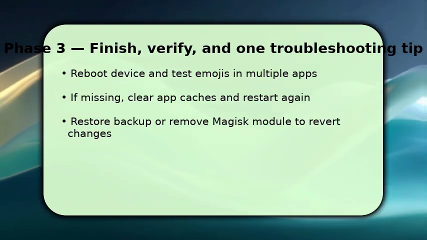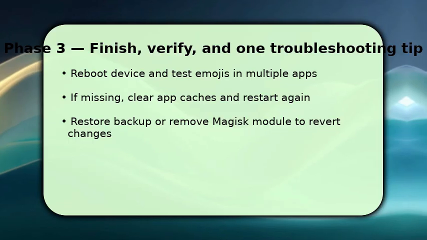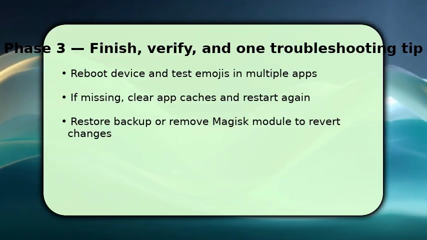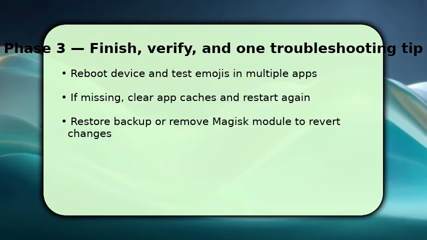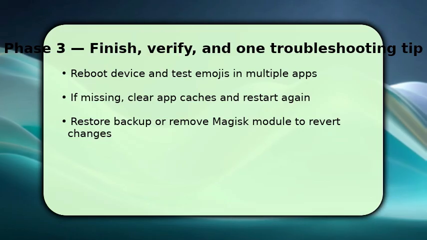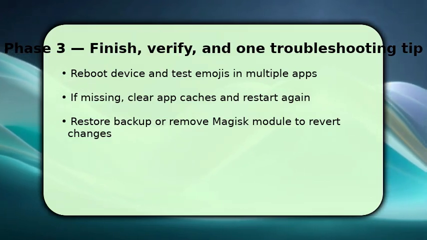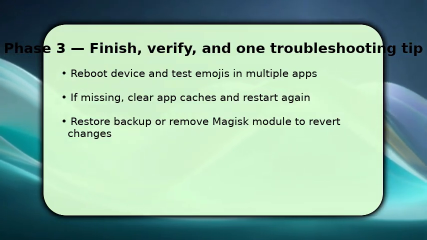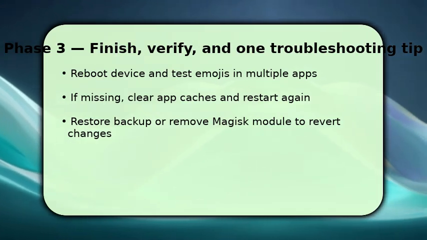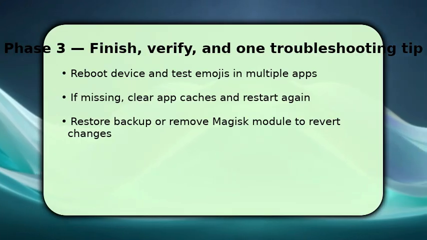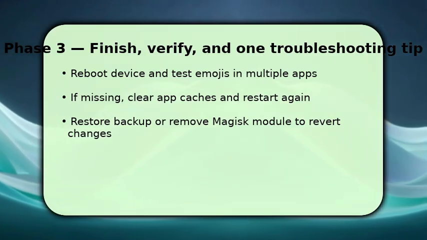If some emojis still display as squares, clear affected apps' caches and force stop them, then reboot again. If the set is incomplete or causes instability, revert by restoring your backup or uninstalling the Magisk module. This returns original fonts. One key troubleshooting tip: mismatched font names or wrong permissions are the most common causes. Double-check file names, permissions, and ownership before repeating steps.